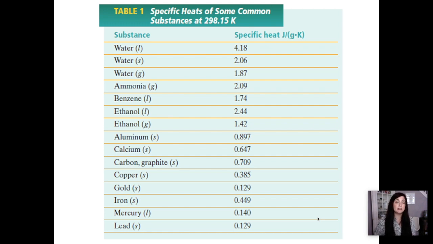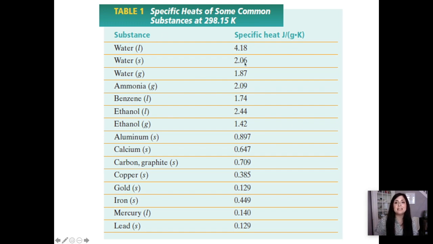And because temperature is a measure of kinetic energy, to get those particles to move faster, you have to break some hydrogen bonds. And that takes a lot of energy to do that. So the specific heat of liquid water in particular is very high. It takes a lot of energy to raise 1 gram of liquid water by 1 degree Celsius.